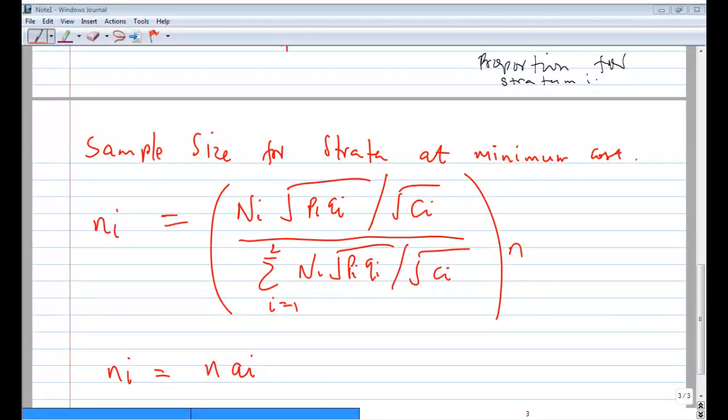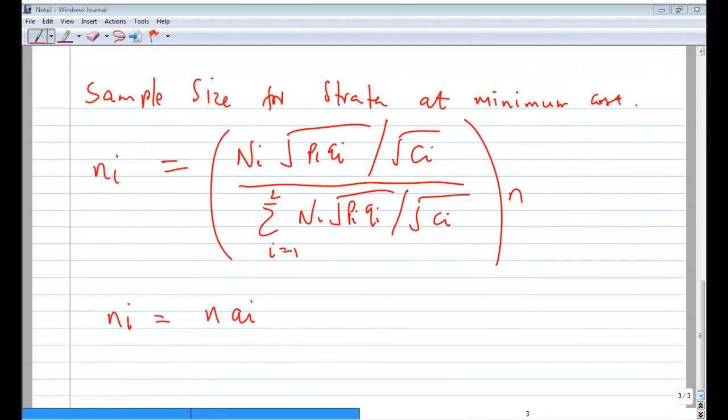So in Neyman, this one now is when we have the costs, or the costs are different, or the costs are not the same. But if the costs are the same, that means you're going to have your sample size for each stratum like this. So your ni is going to be equal to Ni times the square root of Pi Qi.